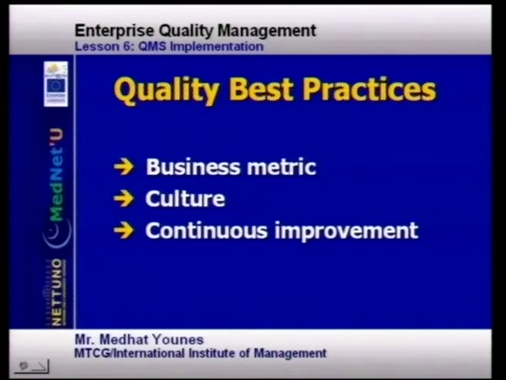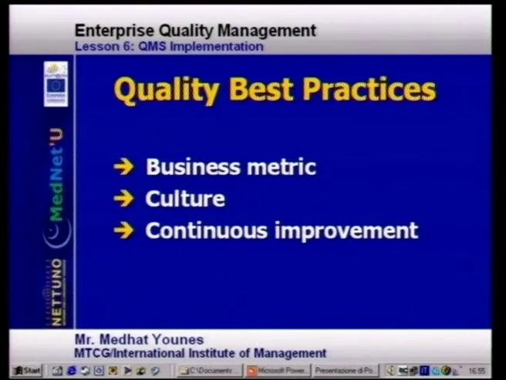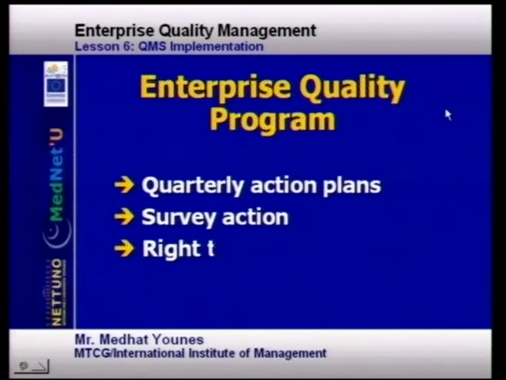What are quality best practices? Always make sure that best practices are identified and developed. Quality is used as a business metric at the enterprise. It's part of the enterprise culture. And quality management, realizing that quality management is a continuous improvement and a closed loop process. Have a quarterly enterprise quality program review with action plans, survey actions. Do it right the first time whenever possible.